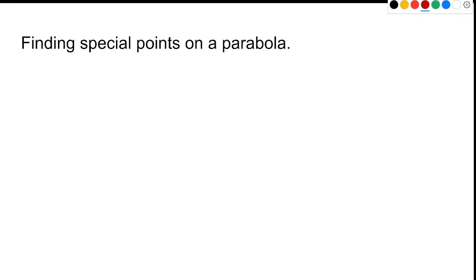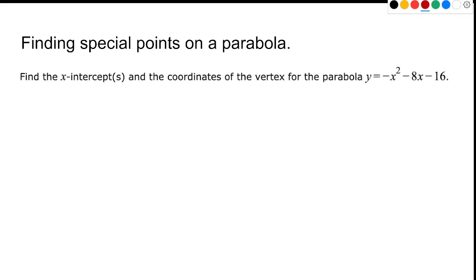And then finding special points on the parabola, we can look at a few examples. Those special points, as I mentioned, were the x-intercepts, the y-intercept, and the vertex. So finding the x-intercepts and the coordinates of the vertex for the parabola. What I like to do is just graph it, because those are going to be given to us, which we'll do in a moment, just like I showed you. But I also want to show you there's another way to go about this.